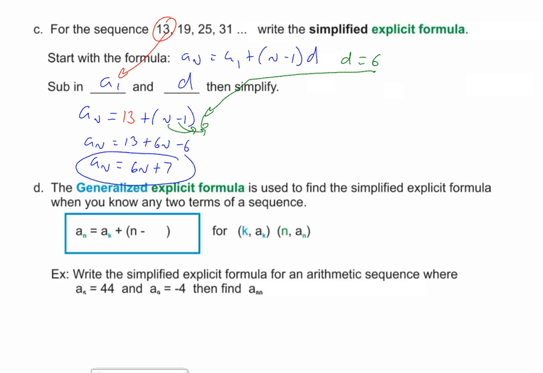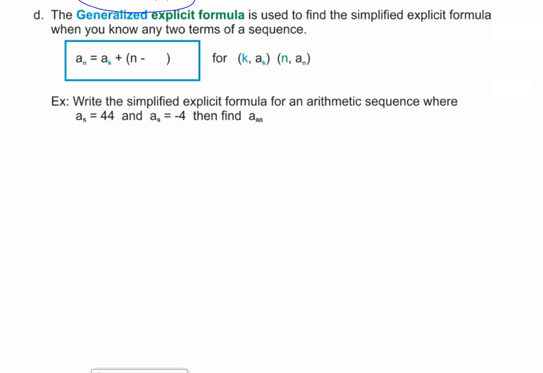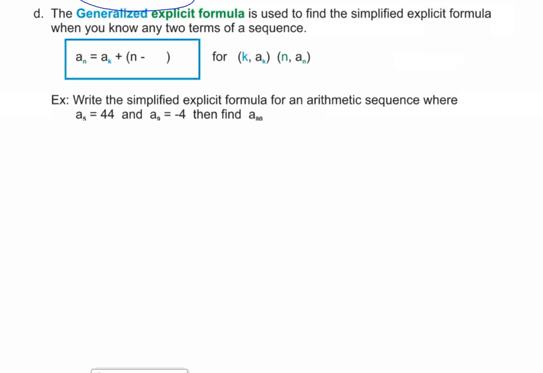But what if they don't give you the beginning of the sequence? Because as you see, you got to know the first term, right? What if they don't give you the first term? What if they give you like the 10th and the 11th term? What are you going to do? Well, that's what this last thing is for. So what if they don't give you that first term, but they give you 2 other terms of the sequence, and they don't even have to be successive? What do you do? Then we've got to use this formula.